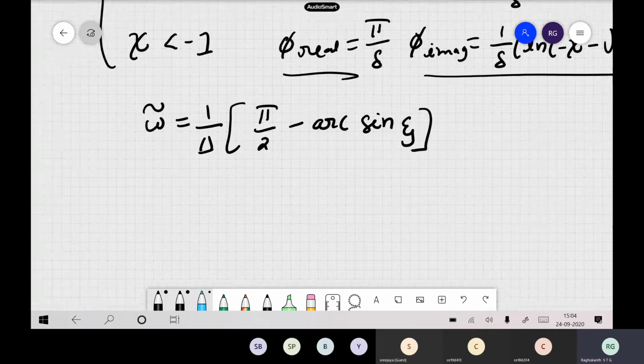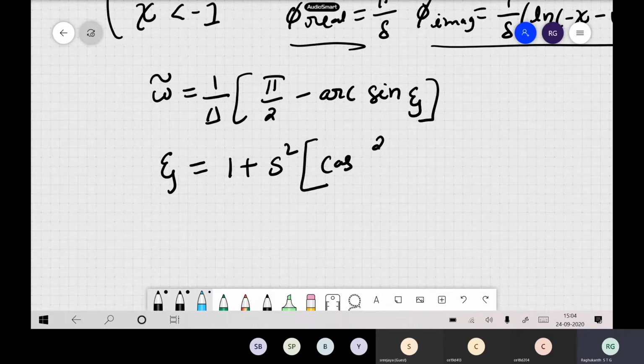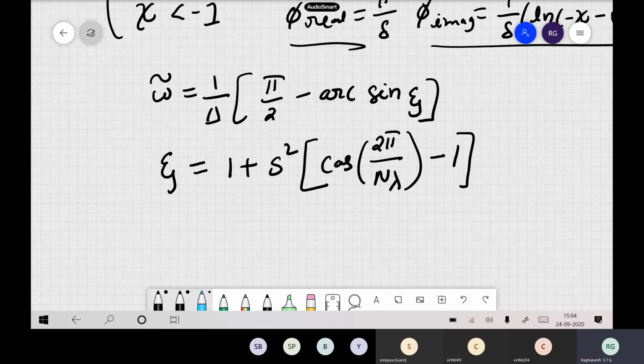First let us see this case. Now if you remember, psi was 1 plus s square cos of 2 pi by n times lambda minus 1 itself. So this is our expression.